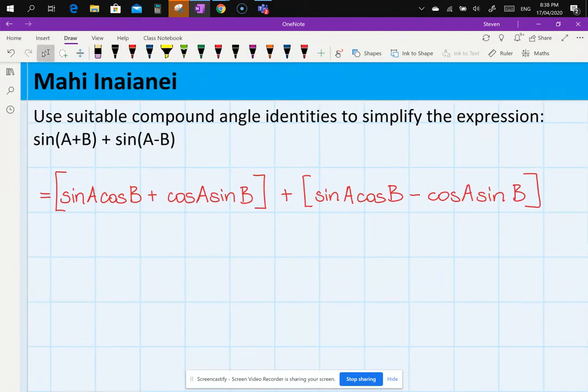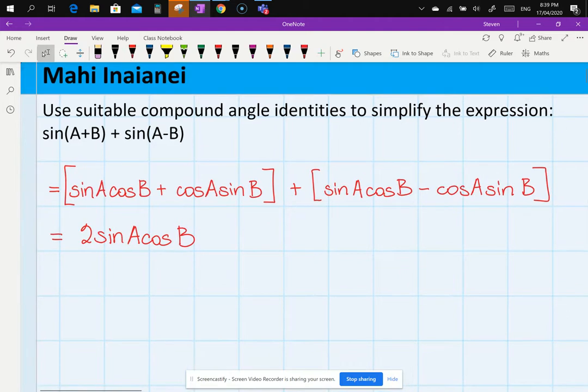And we're looking for any sort of like terms. We've got sine of a cos b and sine of a cos b in the first part of each expression. So we've got two of those things. We're adding them up, so we've got 2 sine a cos b. And then we've got a cos a sine b, and we've got a negative cos a sine b, and those two will cancel each other out. So all we're left with is 2 sine a cos b. And yep, there's nothing else we can do with that. That's the answer. It's as simple as it's going to get.